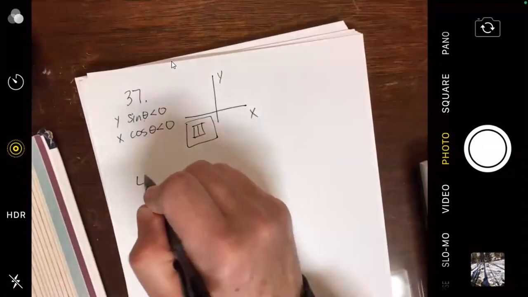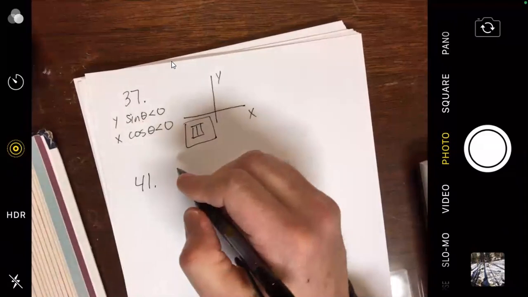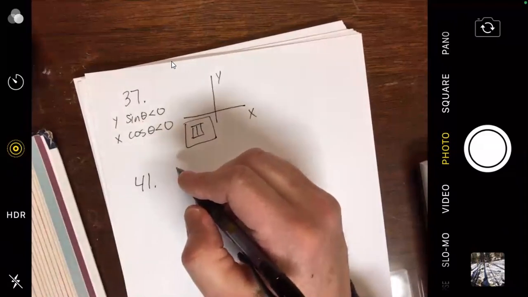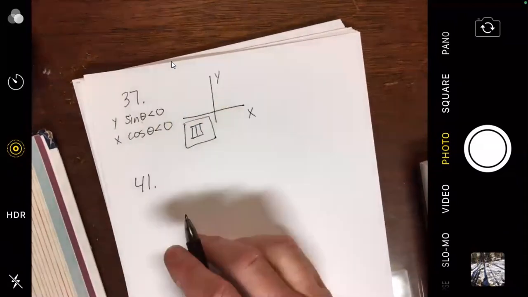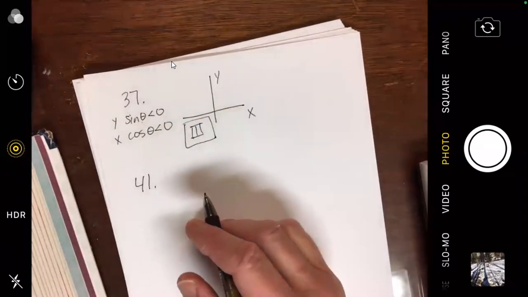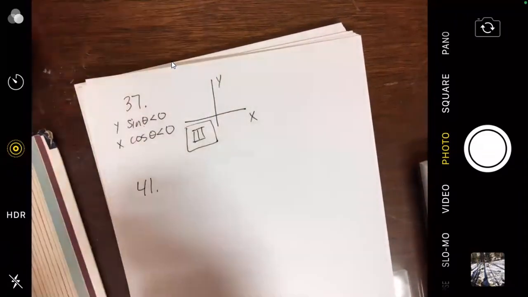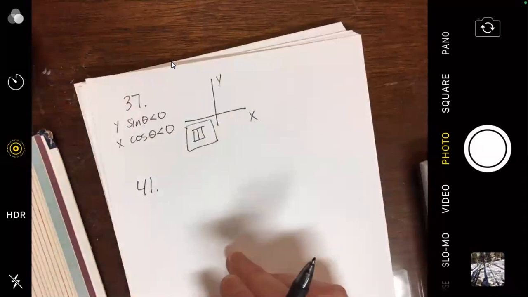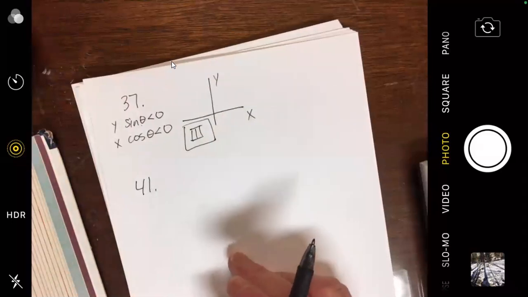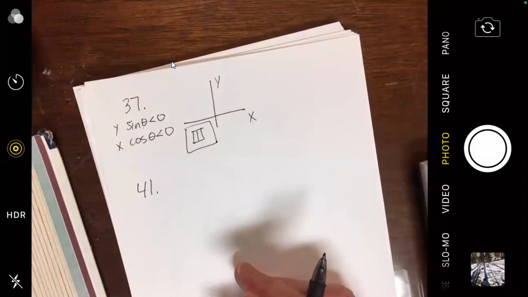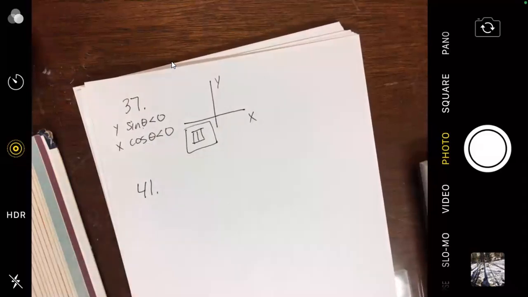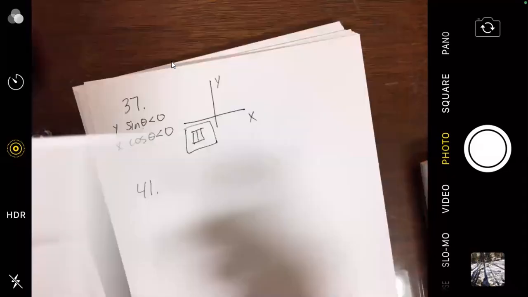41. Write the first trig function. 3-4, problems 5 through 55 odd.